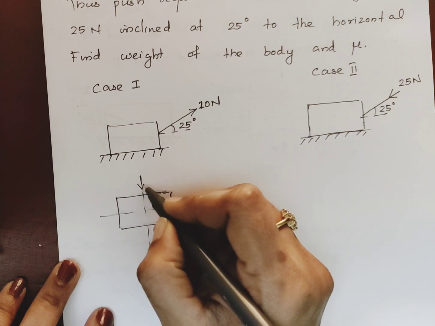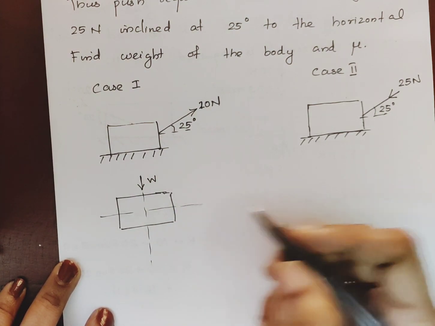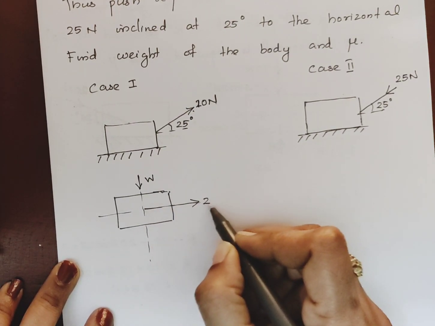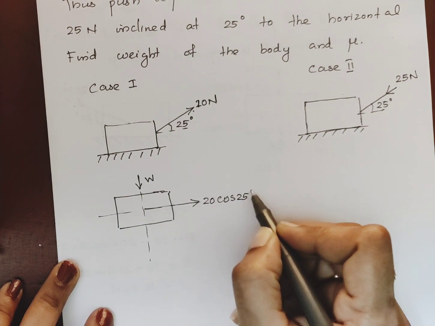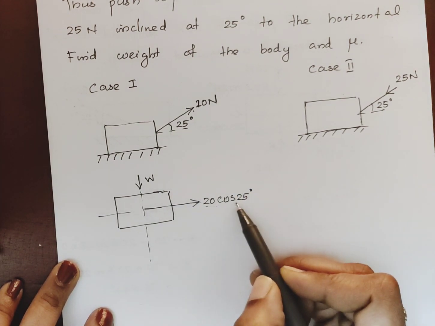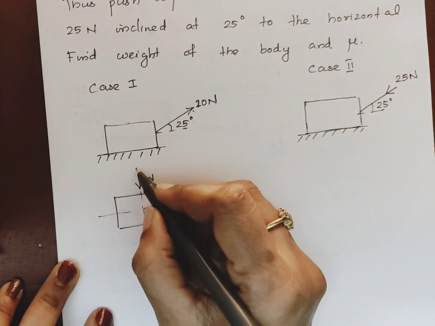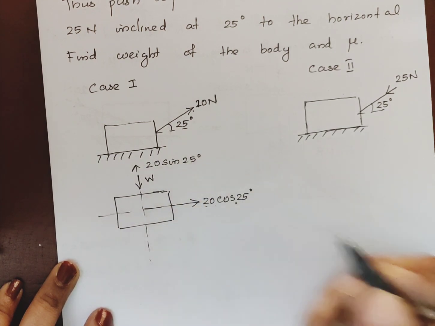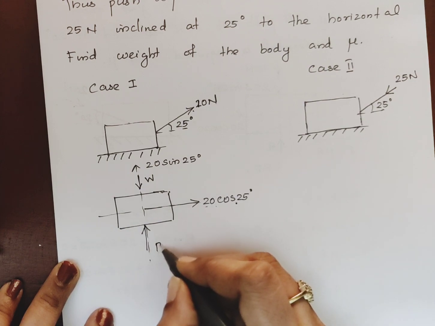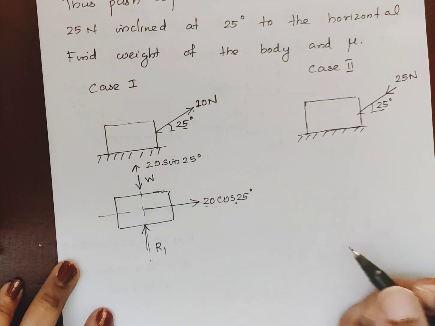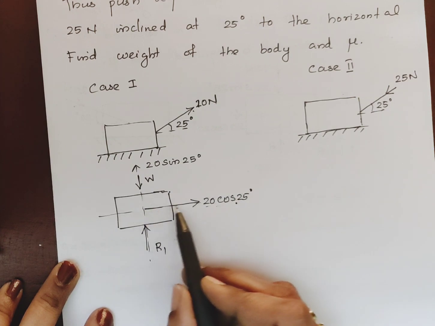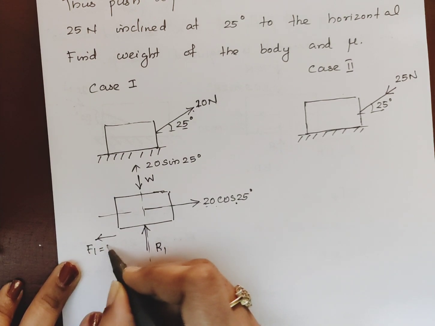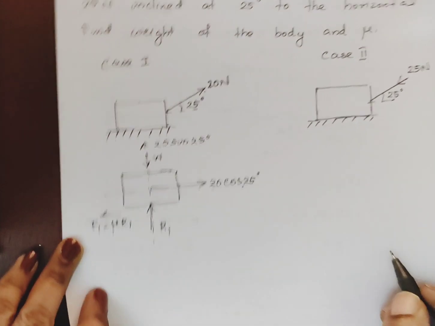So weight is assumed as W. Now the components of 20 Newton along the x direction is 20 cos 25 degree. Angle is made with x-axis. X component is 20 cos 25 and the y component is 20 sin 25 degree. Now there is normal reaction. You can assume it as R1 for case 1. So here, due to the external force in this direction, friction is acting in the opposite direction. F1 is equal to mu into R1.